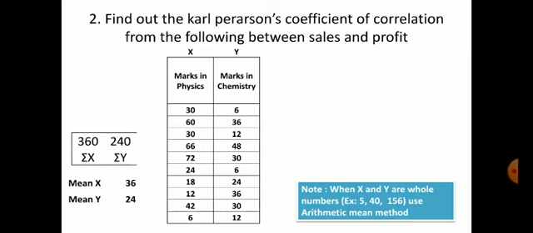Find the Karl Pearson's coefficient of correlation from the following between sales and profit. There is some mistake in the question: it should be between marks in physics and marks in chemistry by a student. Right, you just make the corrections.